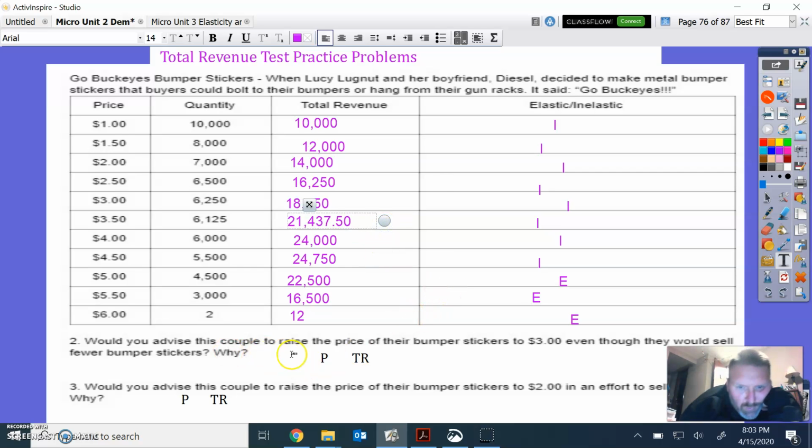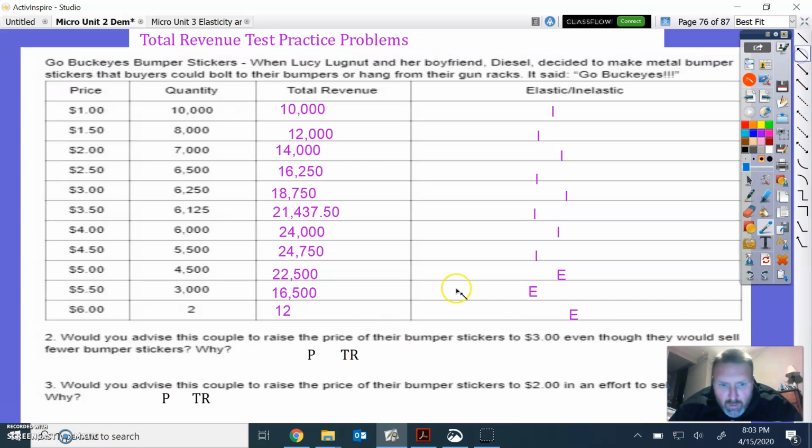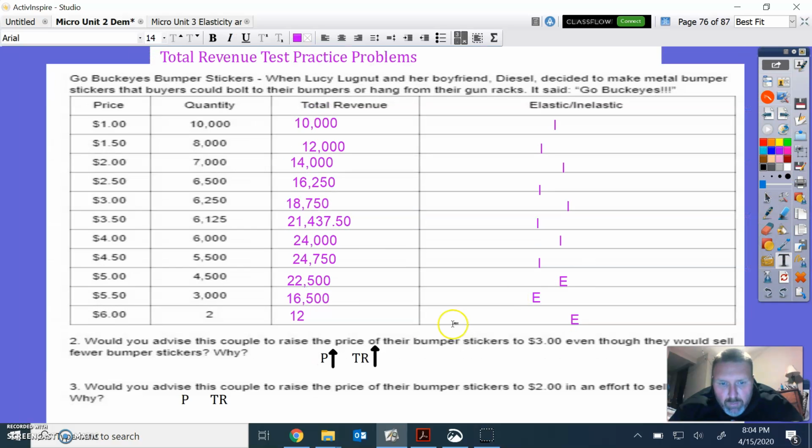So would you advise this couple to raise the price of their bumper stickers to $3 even though they would sell less? So here's $3, right? Raise the price to $3. It's still on the inelastic side of the curve, guys. So when price goes up and total revenue goes up, yeah, you should raise the price. So the answer to this question here, when price goes up and total revenue goes up, it's inelastic, and we already told you this, and this is one of the main points of the lesson, guys. When you have an inelastic demand, there's always a reason to raise prices, and you should at that point.